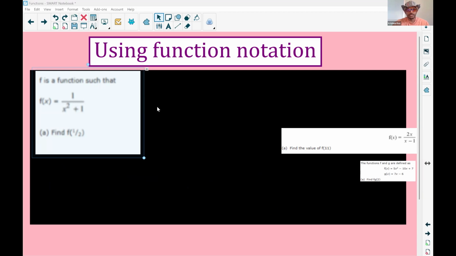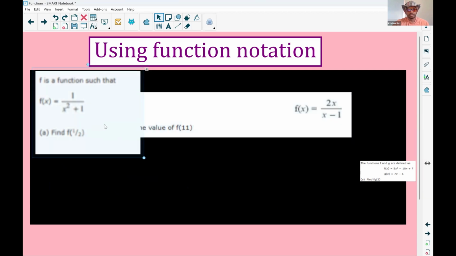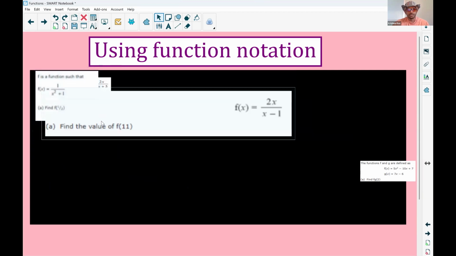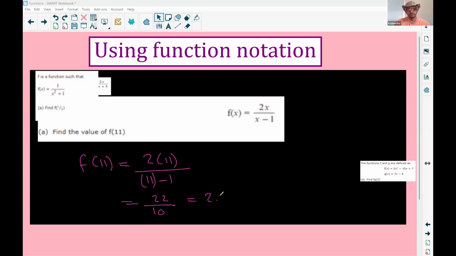And then let's look at this last one. Find the value of f(11), given f(x) equals 2x over x minus 1. So f(11) equals 2 times 11 over 11 minus 1, which equals 22 over 10, so 2.2.